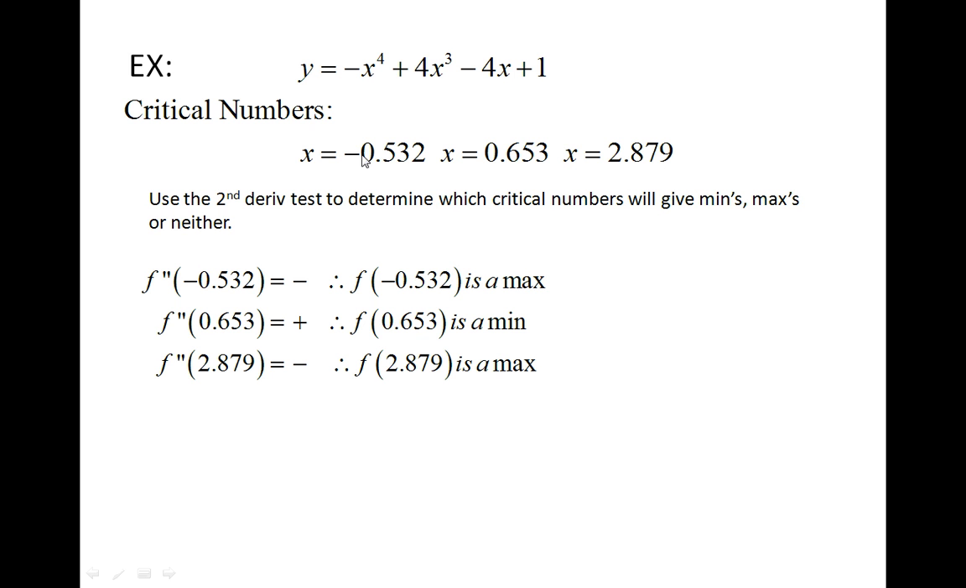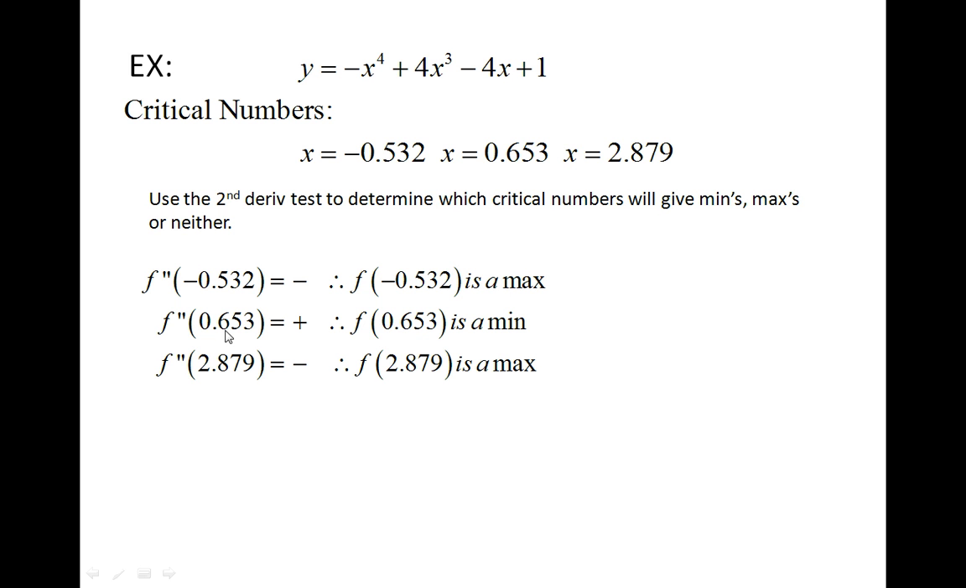If I go ahead and plug my critical number, 0.532, into the second derivative, it'll turn out negative. And so again, my conclusion is that since it's negative, it's concave down there, and I must have a local max there, which again, the y coordinate, not the x coordinate, so f of that is the y coordinate, would be a maximum.